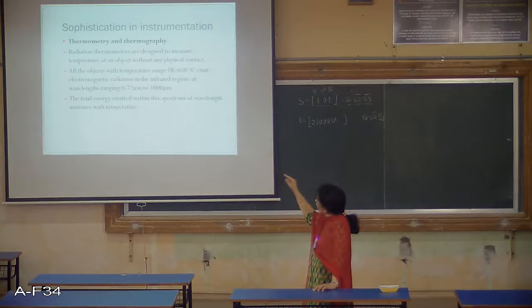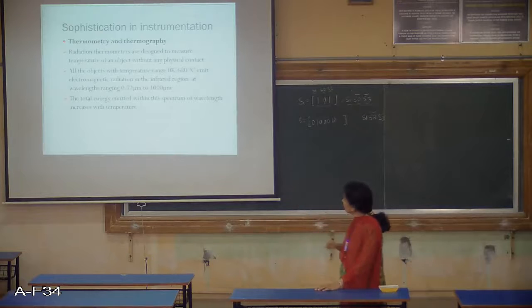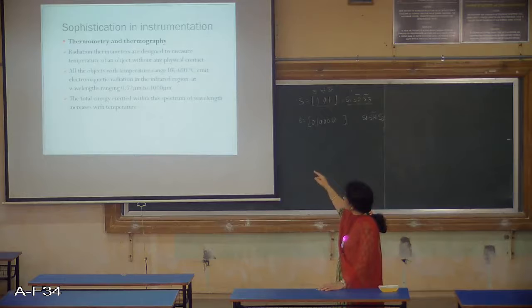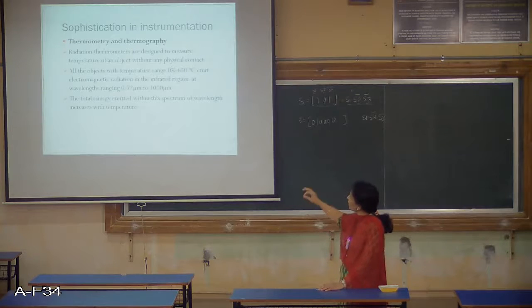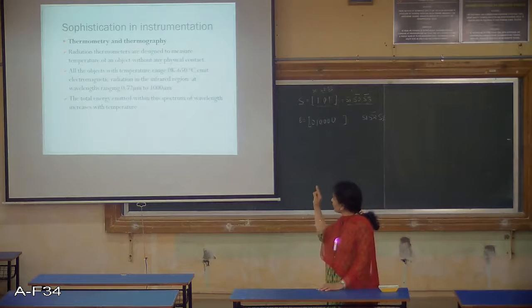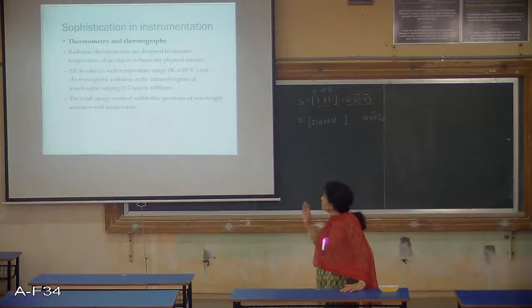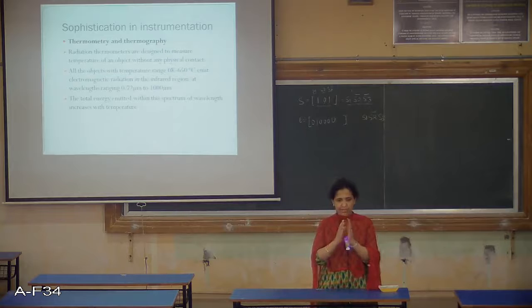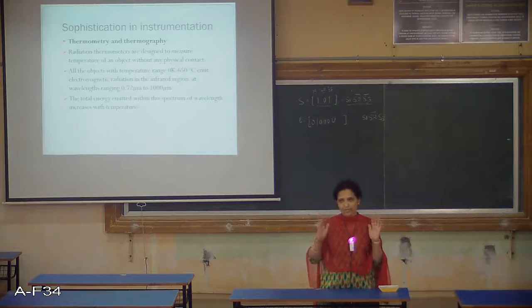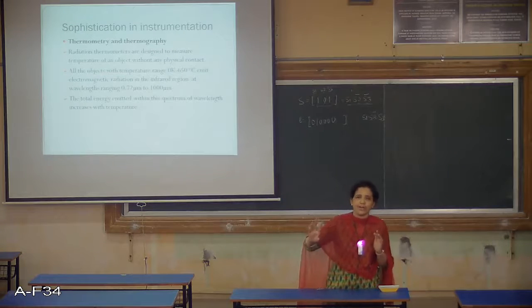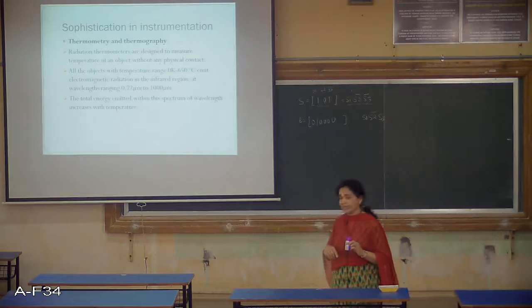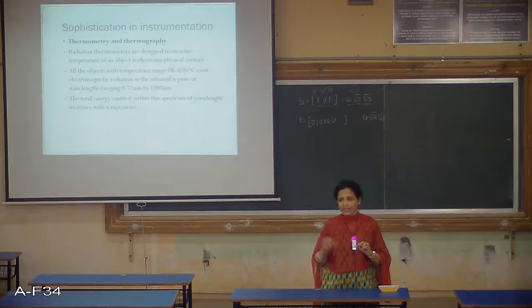So all objects with a temperature range from 0 degree centigrade to 650 degree centigrade emit electromagnetic radiation in the infrared region. Now what is this infrared region? From 300 to 700 nanometers is our usual visible band. So 700 is the end of our red color. From 700 onwards to 1000 nanometers, it is our infrared band.